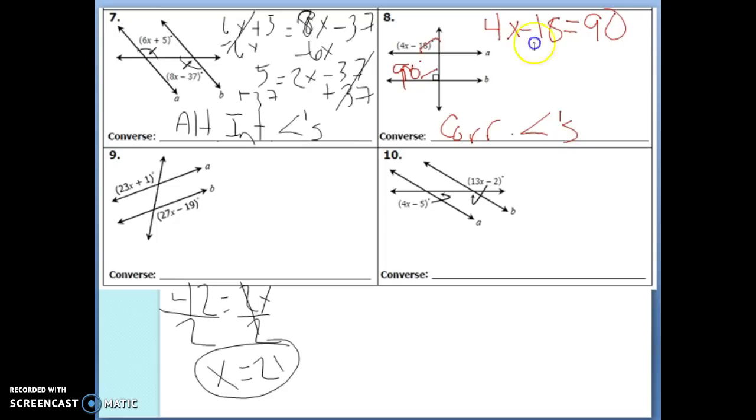So to get x by itself, we add 18 to both sides. And we get 4x equals 108. Divide both sides by 4. And 108 divided by 4 is 27. So x equals 27.